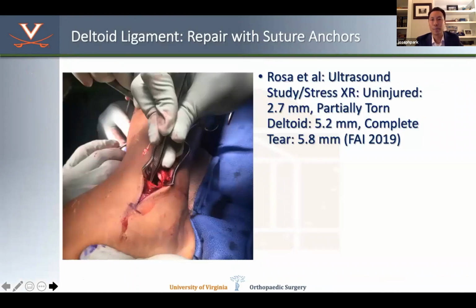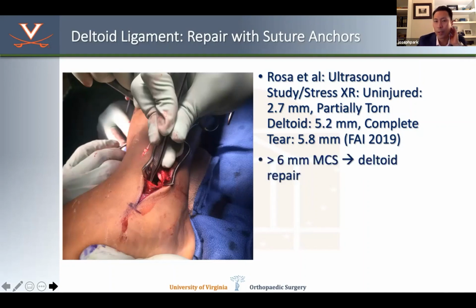Deltoid ligament, I think we are much more aggressive about fixing these ligament injuries in our athletes. Rosa et al. did a very nice study looking at ultrasound and stress x-rays, and they found that 5.8 millimeters was consistent with a complete deltoid tear where partially torn led to 5.2 millimeters of clear space. So in my practice across the board, if I have 6 millimeters of medial clear space on any view, including the fracture view, they're getting a deltoid exploration and repair in my hands.